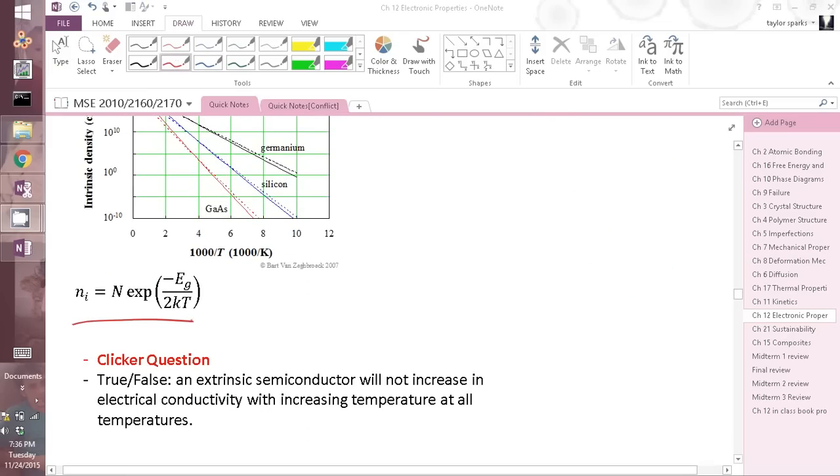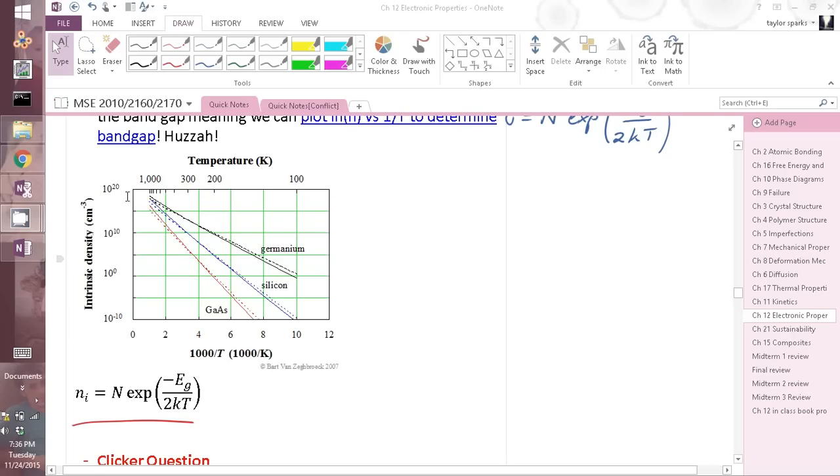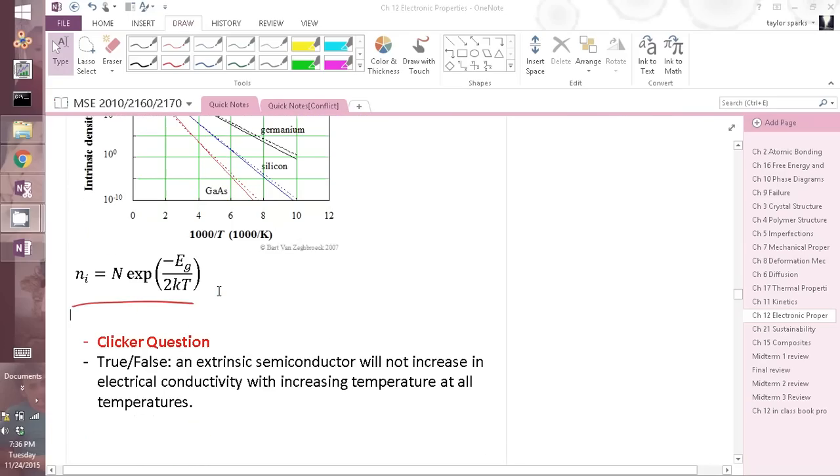Therefore, if we wanted to make this expression look linear, we could do the same things that we've done previously. We would bring large N over, take natural log of both sides, plot it against 1 over T, or in this case 1,000 over T in this plot, and you see that it should obey a linear trend. From that linear trend, we could calculate the band gap, and we'll have a chance to do that in class tomorrow.